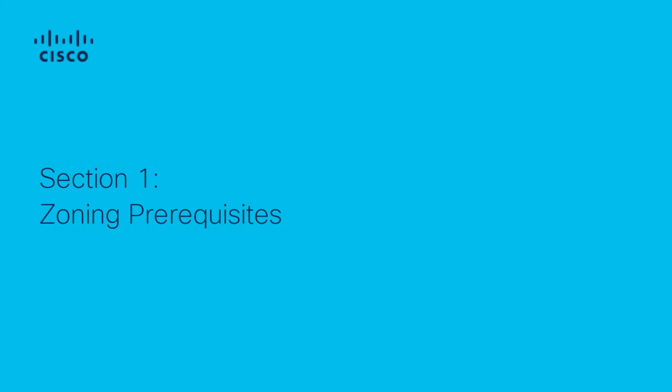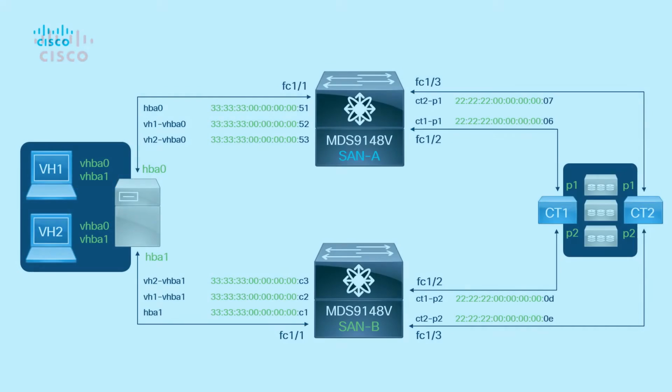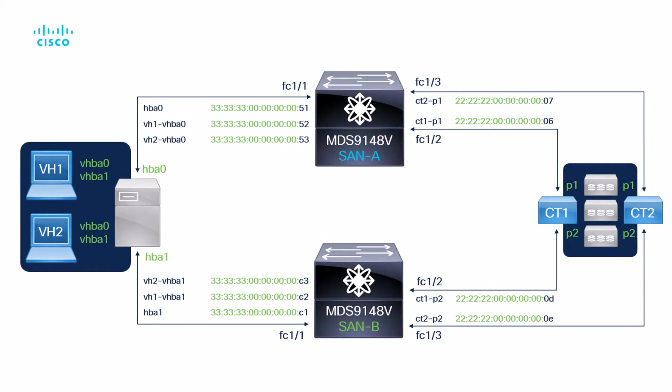Section 1, Zoning Prerequisites. The diagram shows a typical redundant single-switch fabric setup, with two physically separate paths, SAN A and SAN B, represented by the two MDS 9148V fabric switches. Because it's a single-switch fabric, the term fabric and the switch can be used interchangeably. On the left-hand side, you can see a physical server hosting two virtual hosts, and on the right-hand side, you have your storage array connected to redundant controllers that are dual-homed to both fabrics.